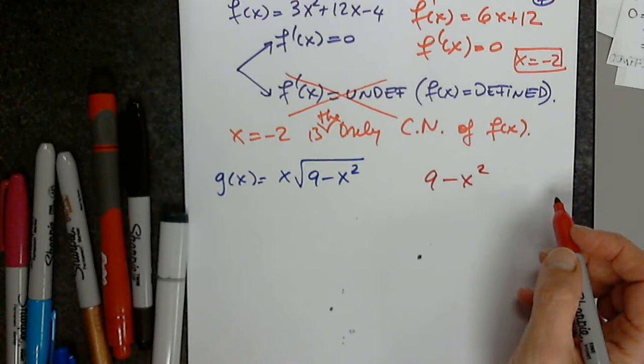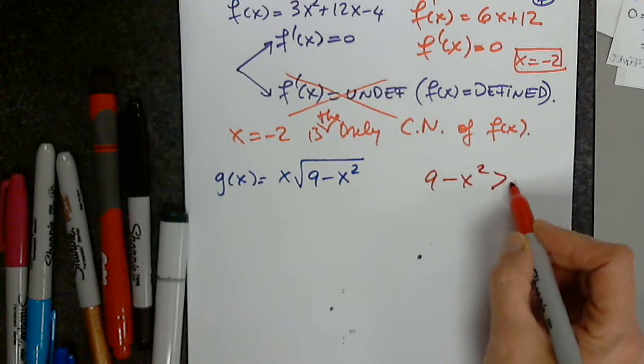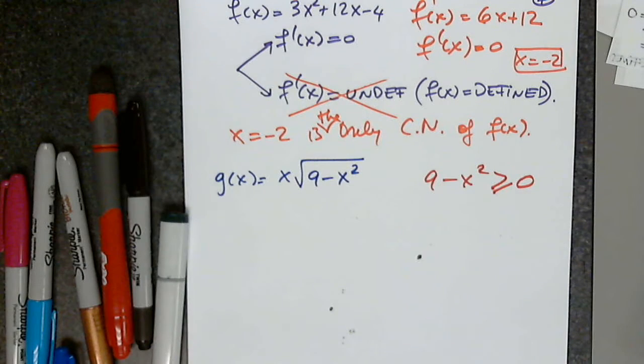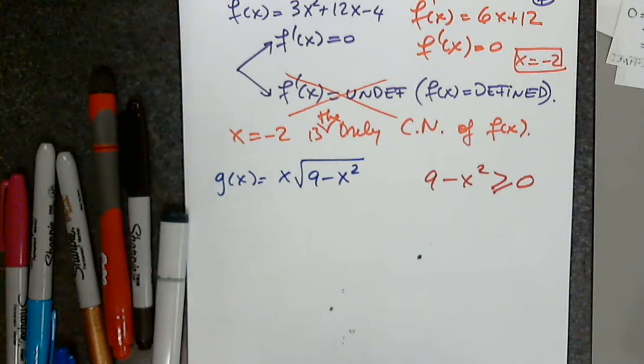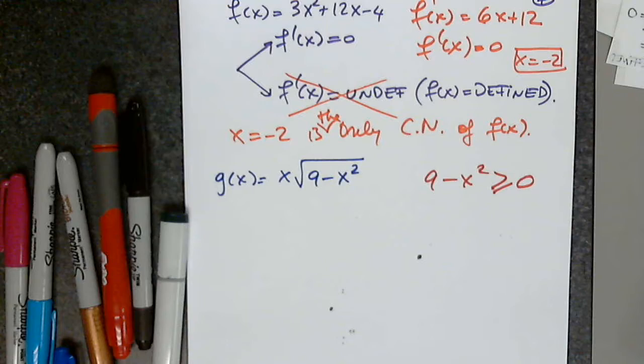Greater than or equal to 0. That is the condition of existence of the square root. The square root will not exist if the quantity under the square root is not greater than or equal to 0. Now, if the square root is in the denominator, I cannot say equal to 0. But it's not in the denominator.